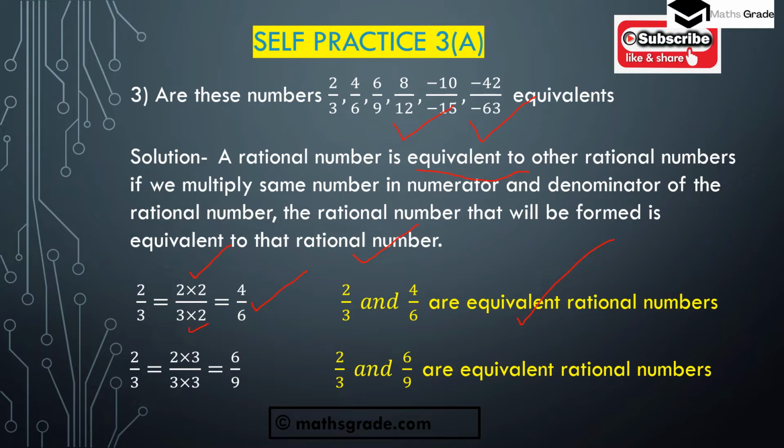2/3. If we multiply the number 3 in both numerator and denominator, we get (2 multiplied with 3)/(3 multiplied with 3). We get 2 multiplied with 3 is 6, and 3 multiplied with 3 is 9. So 6/9. Both 2/3 and 6/9 are equivalent rational numbers.